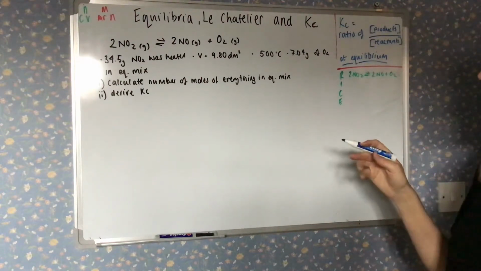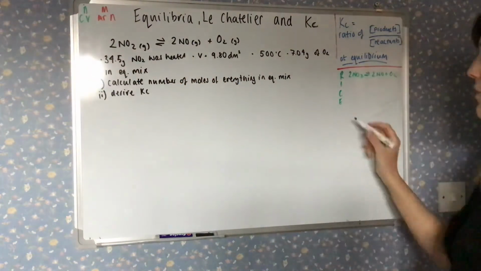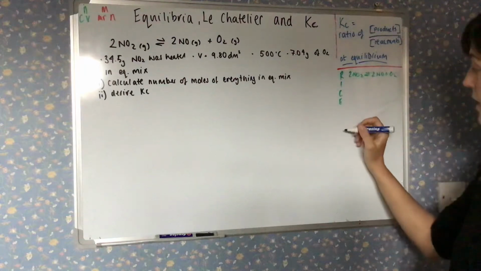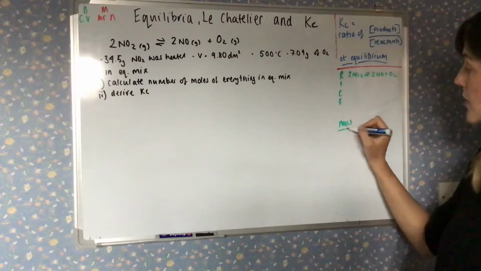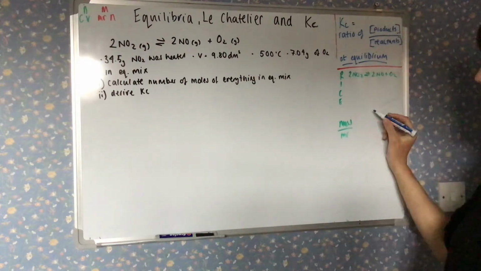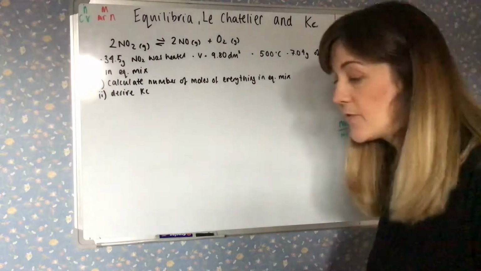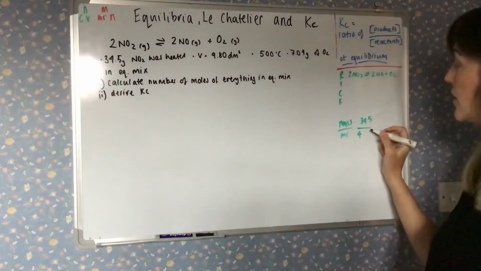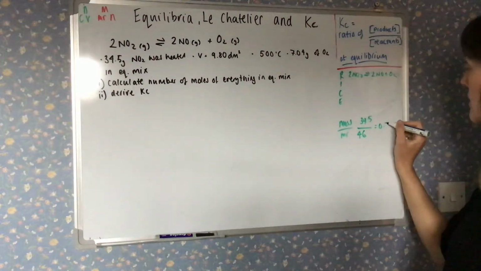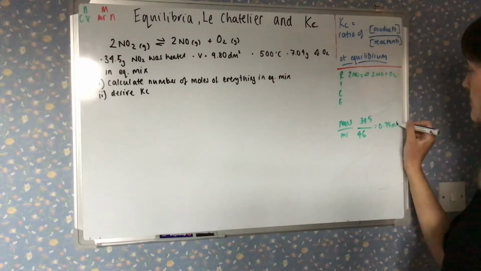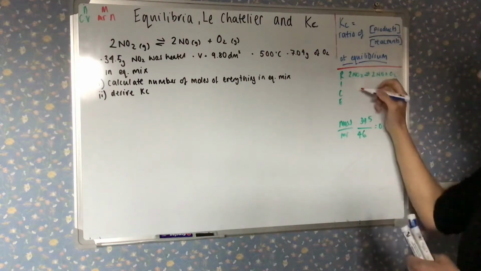I've already written out the reaction. The next thing we need to do is work out how many moles 34.5 grams of NO2 is. So moles is equal to mass over Mr. We've got our mass of 34.5 and the Mr of NO2 is 46. So that's equal to 0.75 moles. So our initial moles of NO2 is 0.75.